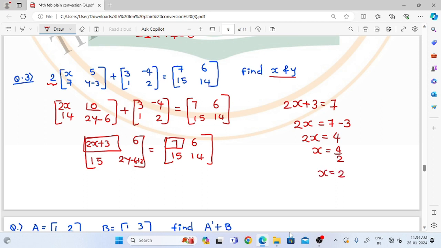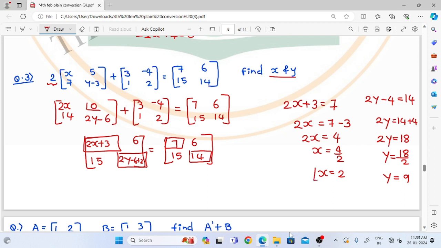Now we need y. So y is here. Compare this entry with 14. So 2y minus 6 plus 2, minus 6 plus 2, that is minus 4, is equal to 14. Take this minus 4 to that side. So 2y is equal to 14 plus 4, that is 18. So 2y is equal to 18. So y is equal to 18 upon 2, that is 9. Okay. So the value of x is 2, the value of y is 9.